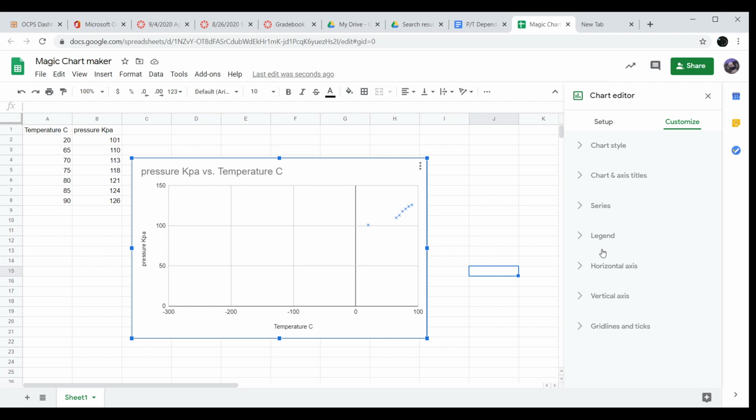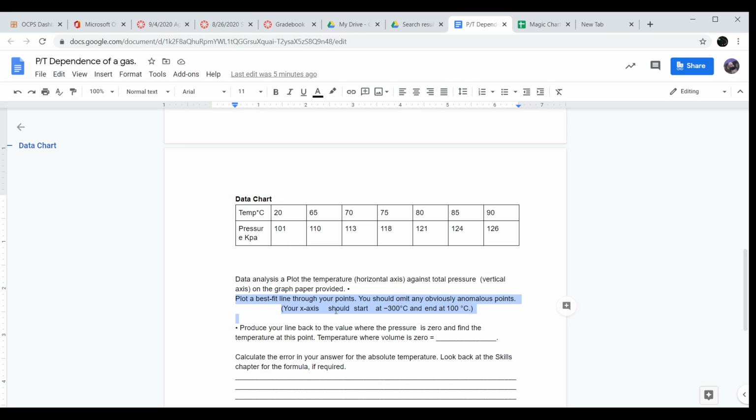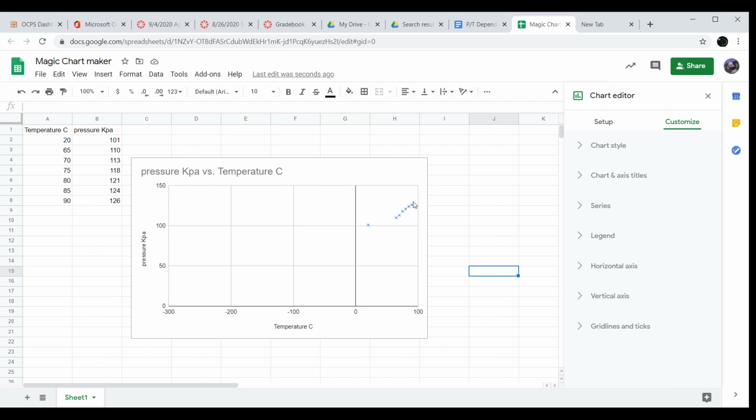Go back to customize. After we've made our chart and inputted our data, we can move on to the next part. The next part is to produce a line back to the value where the pressure is 0. So we're going to be making a line.